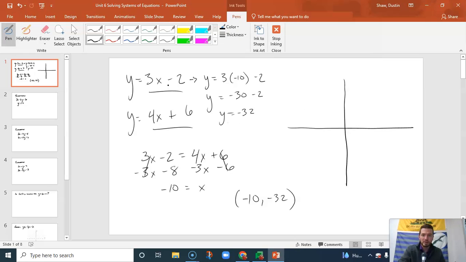Okay. So anyway, we start here for the first line. Let's do this one in red. It's going to start at negative 2. And then you're going to go up 3 units and over 1 unit. So 1, 2, 3, and over 1. And this is our graph. So this is our first line.